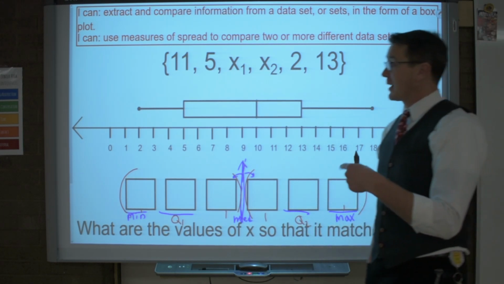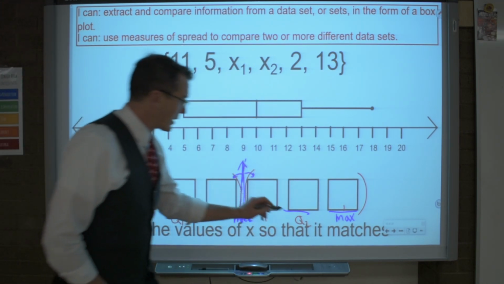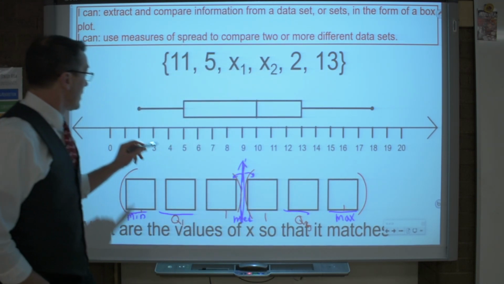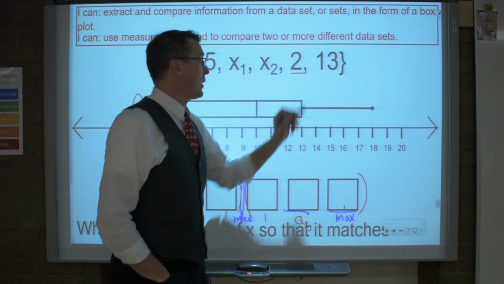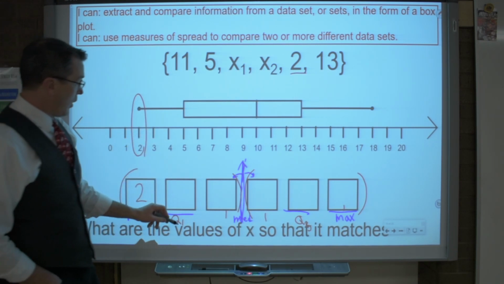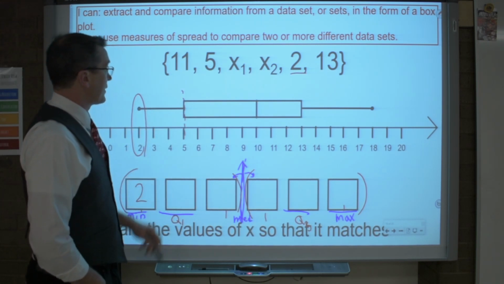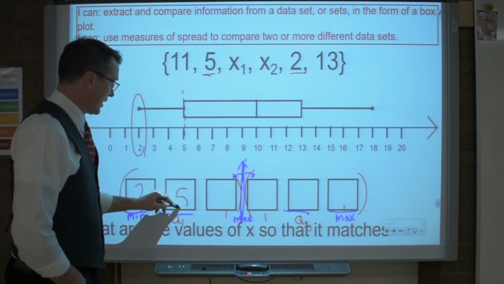And now I can go up to my graph and say, okay, let's see if we can fill in what we have. Q3 up there. Oh, Q3, look at what I did there. Thank you for the catch. My minimum is 2. Do I have a 2? I do have a 2, so I'm going to put 2 right here. Q1, which is my lower quartile, is 5. Do I have a 5? I have a 5 right here, so I'm going to put a 5 here.